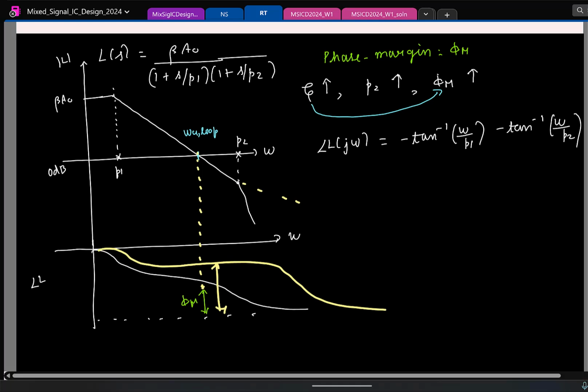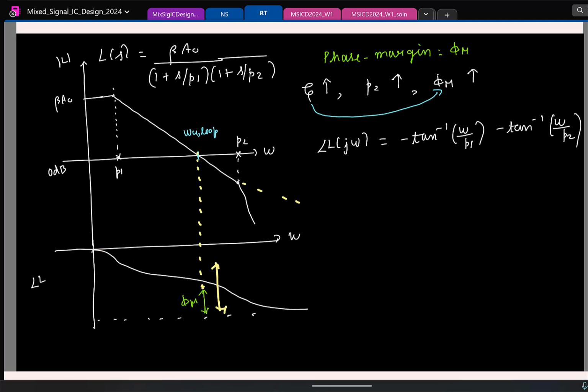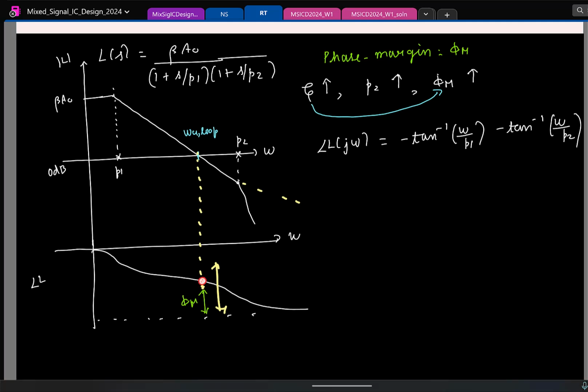Now I am interested to find the phase at what frequency? Omega u loop, because I am interested to see how much the phase at omega u loop is away from minus 180. So at omega equal to omega u loop, if I try to find the phase, I know P1 is much smaller than omega u loop. So I have tan inverse of omega u loop by P1, which is tan inverse of a really large number. Tan inverse of a really large number is what? 90. Okay.